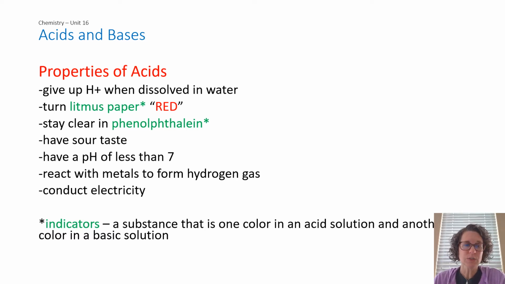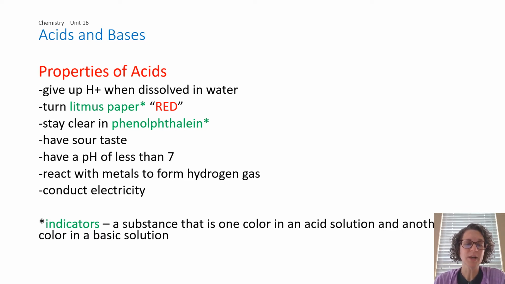Taste-wise, acids have a sour taste, so think of things like lemons or oranges. That was one of the first ways they were identified, by taste. We do not do that anymore for obvious health reasons, so that was an old way of classifying acids. For pH, an acid will have a pH of less than 7 on the scale, and that's something we will cover down the road as far as what pH is.